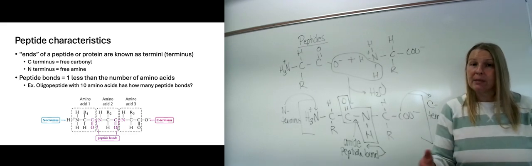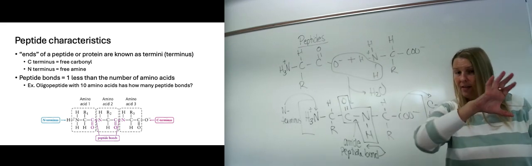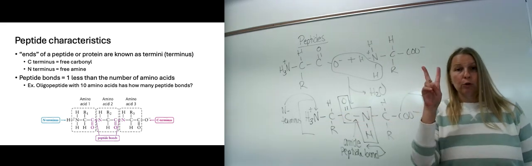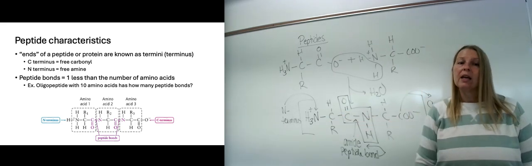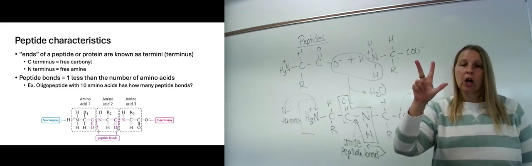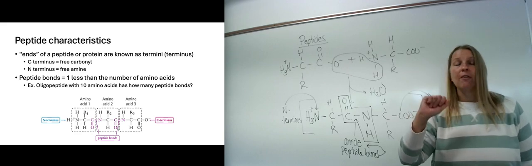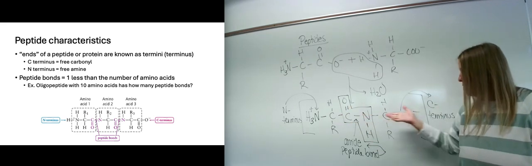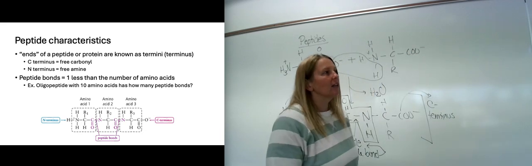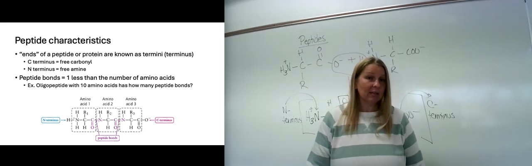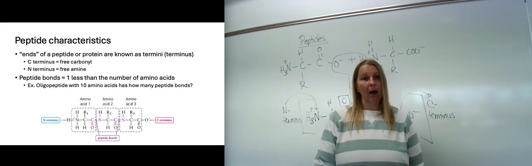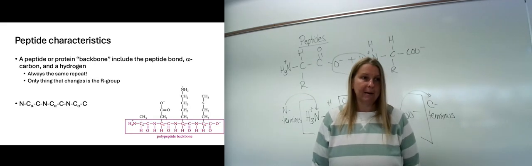So the number of peptide bonds that you have will always be one less than the number of amino acids. So here is a dipeptide, for two amino acids, we have one peptide bond. If you have three amino acids, you would have, therefore, two peptide bonds. If you have 8 amino acids, you would have 7 peptide bonds. So for example, if we have an oligopeptide that has 10 amino acids, 10 minus 1 therefore is 9. We would have 9 peptide bonds present in that oligopeptide.